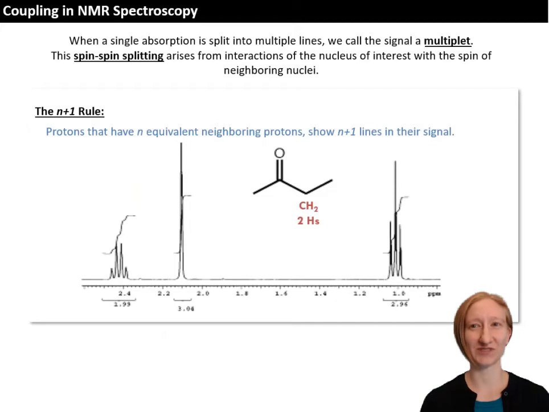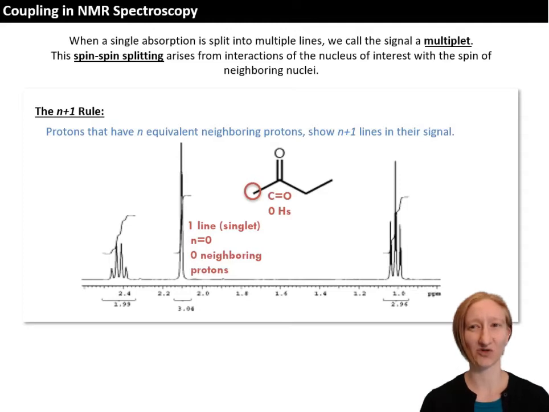This CH2 group is next to a methyl, so it's next to 3 hydrogens, or n is 3. That means n+1 is 4. So the signal for that CH2 group is split into 4 lines. We call that a quartet. Finally, the other methyl group here, next to the carbonyl, is next to no protons, so n is 0. That means that n+1 is 1, and so the signal arising from that methyl group isn't split into additional lines. It's a single line, and we call that a singlet.